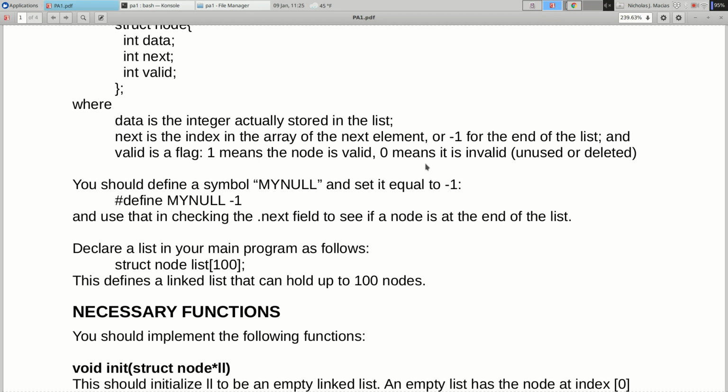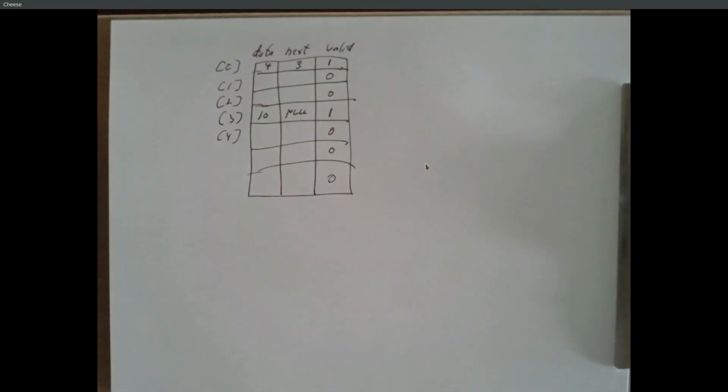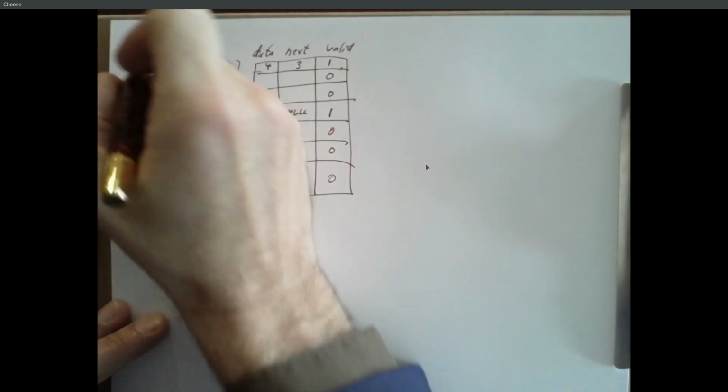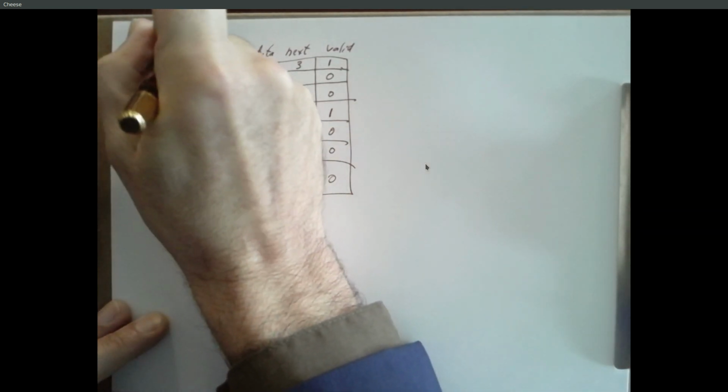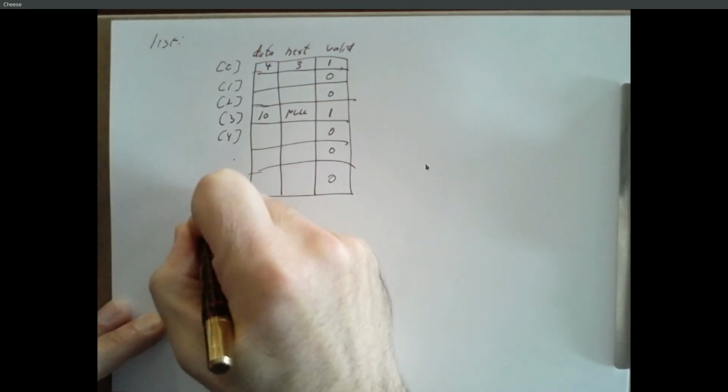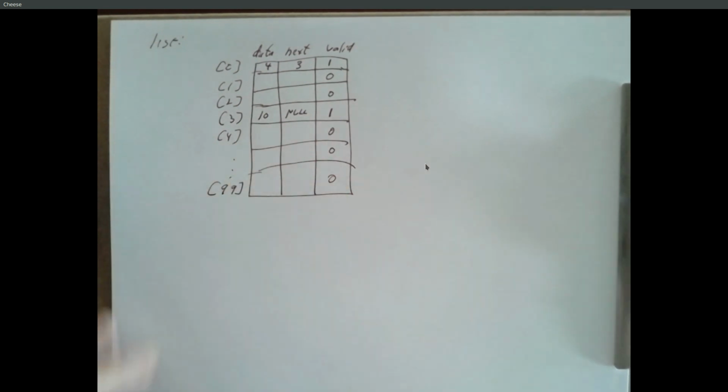All right. And then you're going to declare an array of 100 struct nodes. Struct node, you can call it list or whatever you like, bracket 100 in your main program. Now list is your linked list. Right, list is this thing here. Right, it's an array of 100 of these struct nodes.